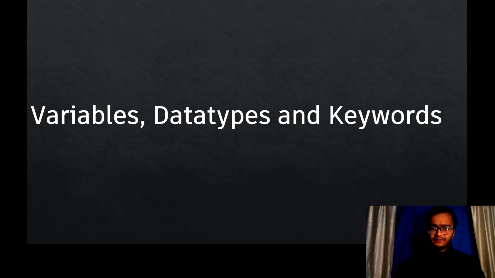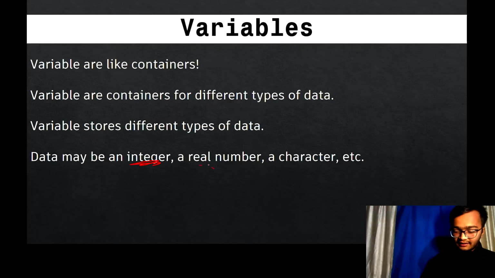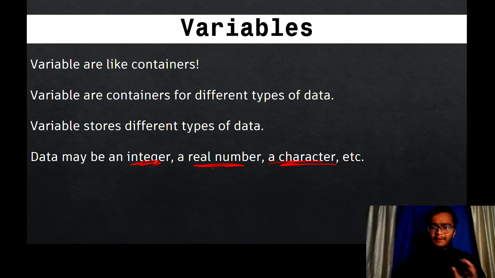So now let's move to the next thing: variables, data types and constants. What are variables? We already know what variables are if we have done algebra in mathematics. Variables are like containers. They can store values. In programming languages, variables are also like containers. They store different types of data. What can be the type of data? The data can be an integer, a real number, a character, and also some other categories of data. But for the time being, keep in mind that variables are like containers, right?